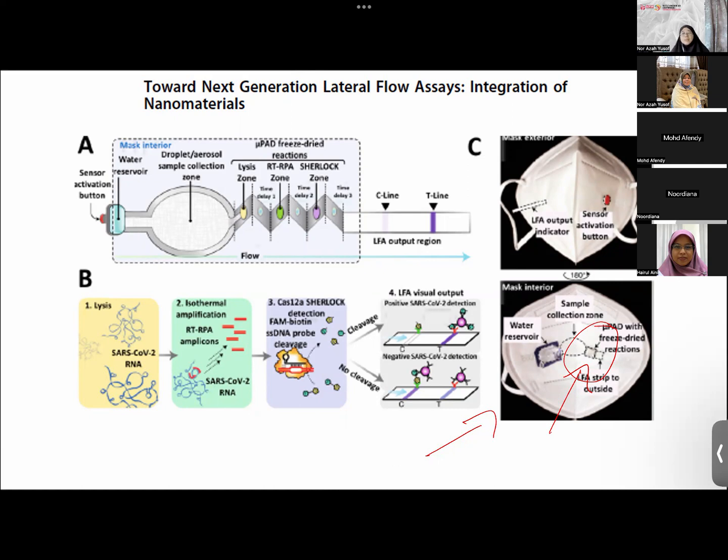So these are something that we can think about apart from normal strips. So a strip is not just like normal strips, it can be incorporated together with other techniques like electrochemical, Raman, and also it can be in the form of wearable devices, wearable things like a mask. Yeah. So I think that's all.